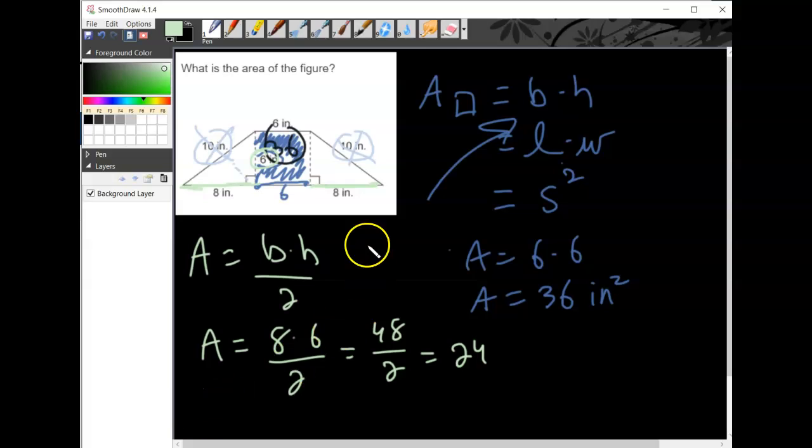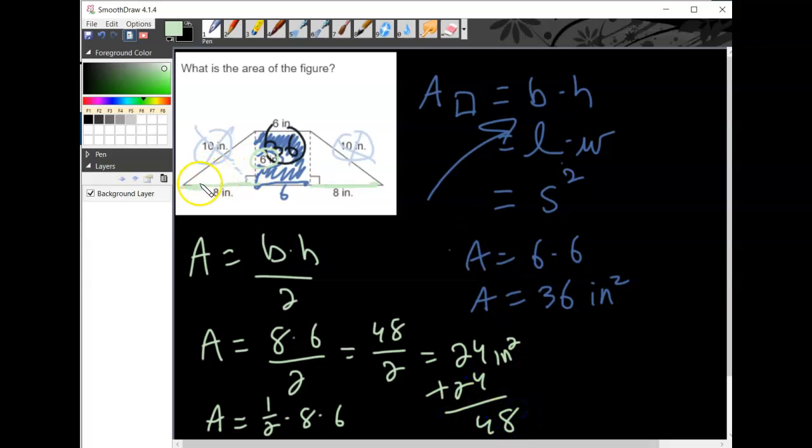Right? So either way you do it, you should get 24. Even if you set up the formula as 1/2 times base times height, you should get 24. Doing it like that would be 1/2 times 8 times 6. 1/2 of 8 makes 4. 4 times 6 is 24. So there's 2 of them though. We're getting 24 inches squared per triangle, but there's 2 of them. So let's add another 24 to get back to 48 for both triangles.